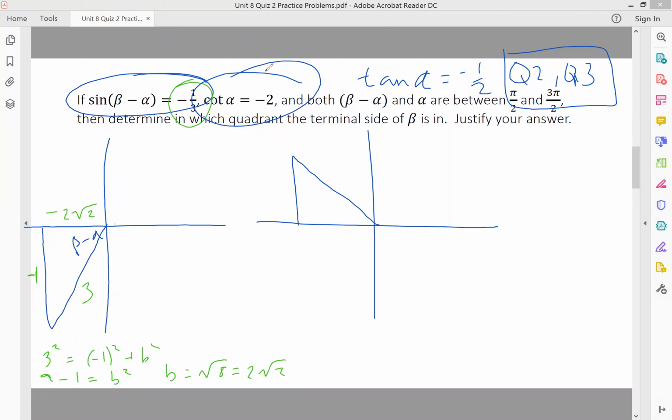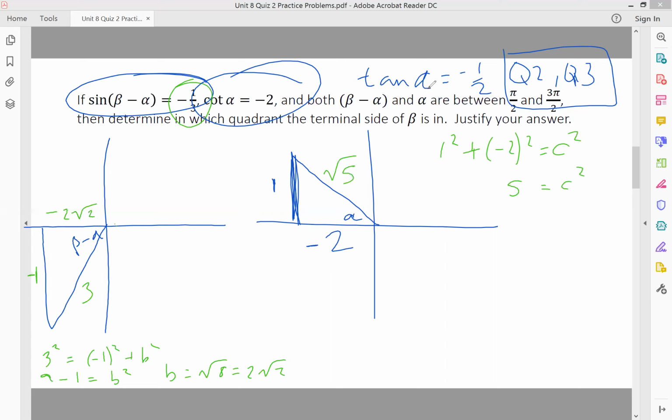And tangent, here's our angle, is opposite over adjacent. So the opposite side has to be a 1 and the adjacent side has to be a 2. And since we're in quadrant 2, our y value should be positive and our x value should be negative to give us a negative tangent value. Okay. So we do the Pythagorean theorem to find the third side. 1 squared plus -2 squared equals c squared. So that gives us 5 for c squared. So that means c is the square root of 5.